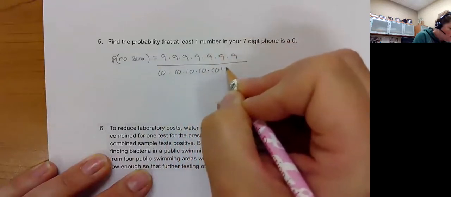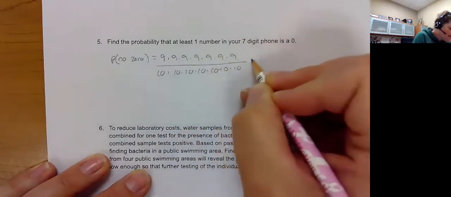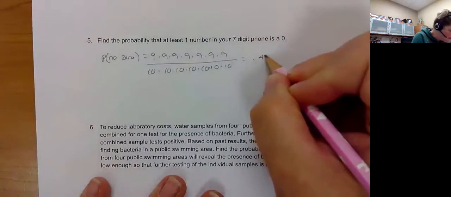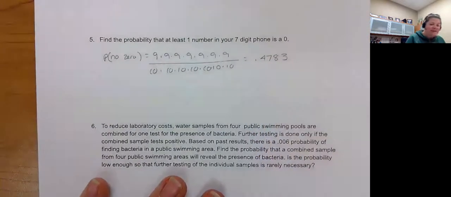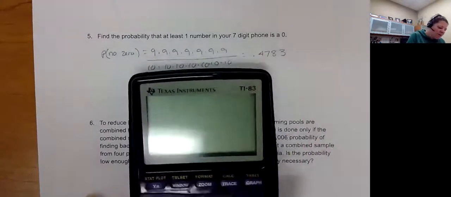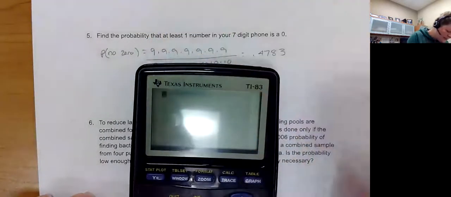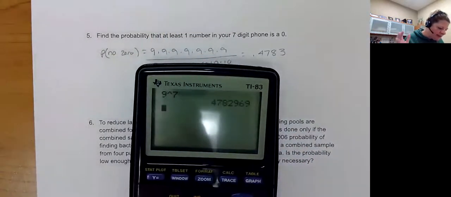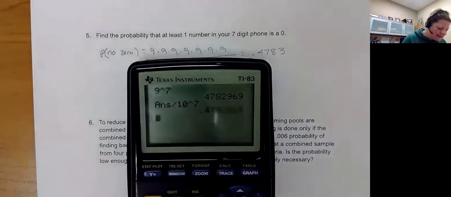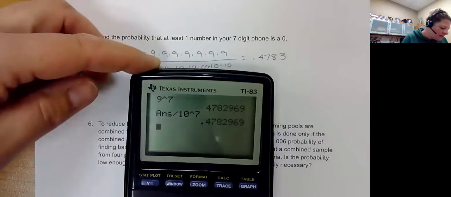So if I calculate this out, big numbers, that's okay, 0.4783. It will give you your answer. Let me show you what it looks like: you're going to have 9 to the 7th power, which is a big number, and then divide that by 10 to the 7th. It doesn't put it in exponent form, I guess, and you get 0.4783.